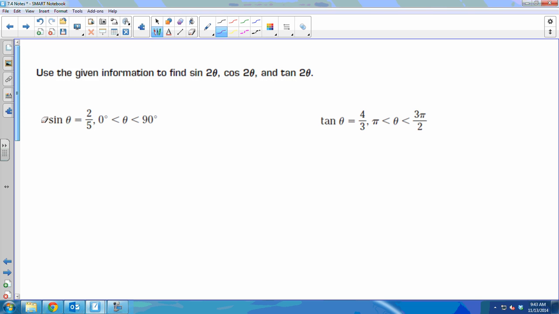For the other one, I won't take time to do it, but if you have tangent, you're going to have to find sine and cosine at some point. So I would probably use either tangent squared theta plus 1 equals secant squared theta. Again, you guys know tangent is sine over cosine, but we just did a problem where we divided things out and things canceled out. So you cannot use that logic. Sine is not 4, cosine is not 3.